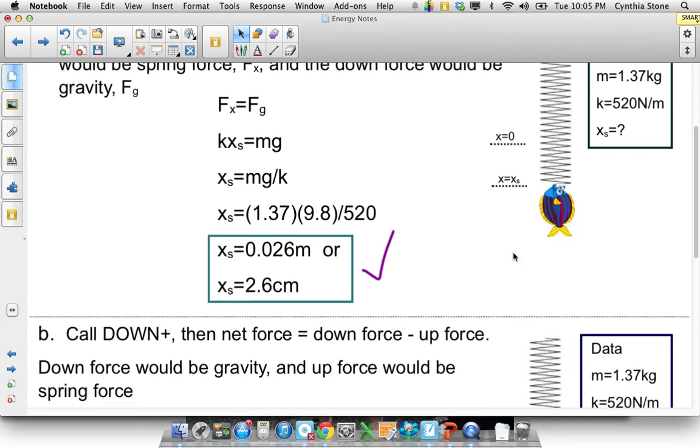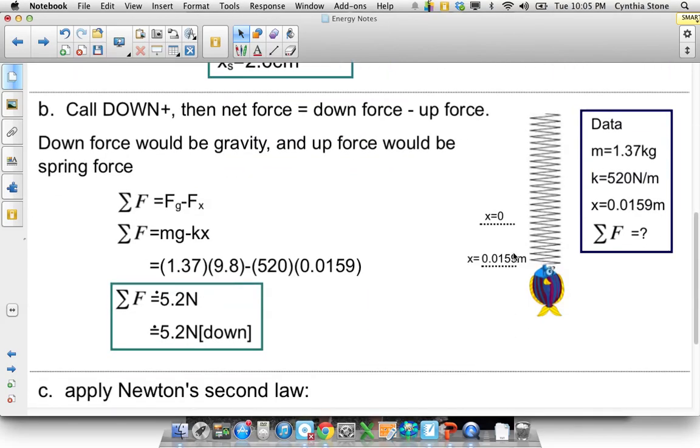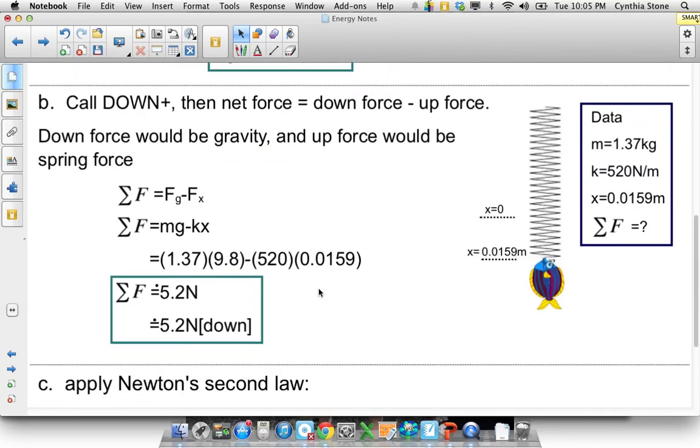So just scrolling ahead here, pause if you need to, but I'm going to scroll ahead. So I'm going to say, let's call down positive. And this is a force question, not an energy question, right? Things I know: the mass, I know the K, I know the X value, and I want to find the net force. Well, now the fishy's moving, so there is a net force.